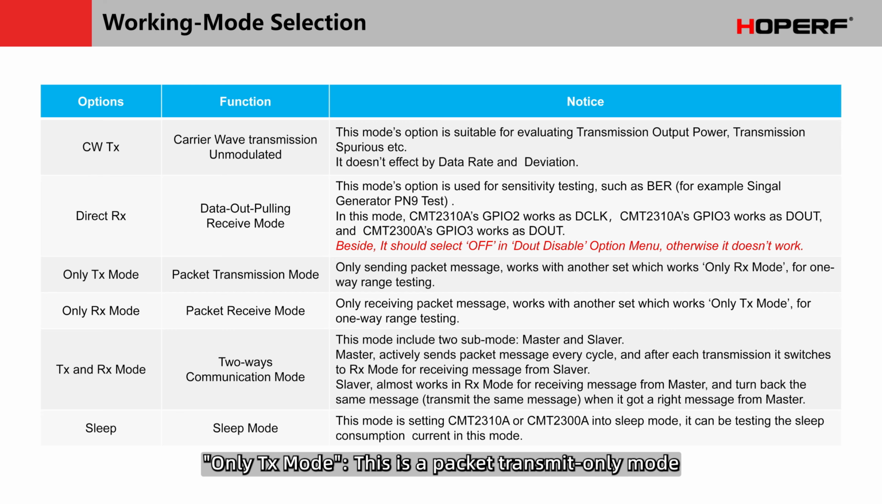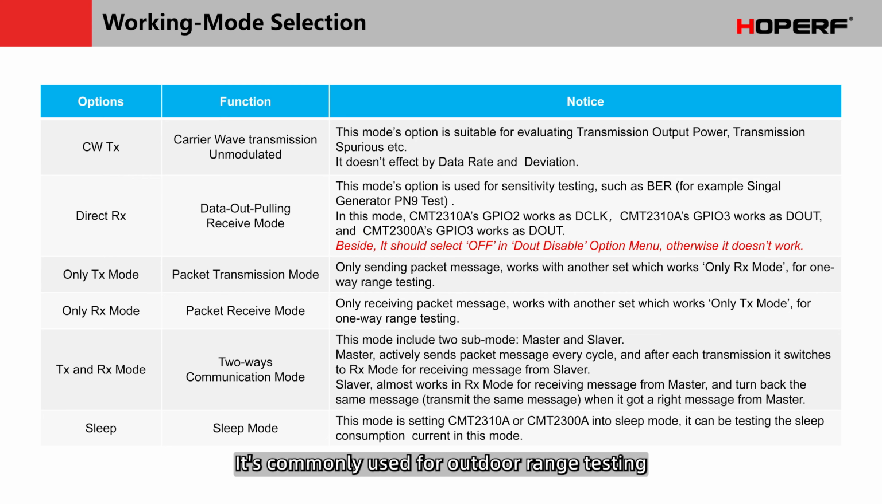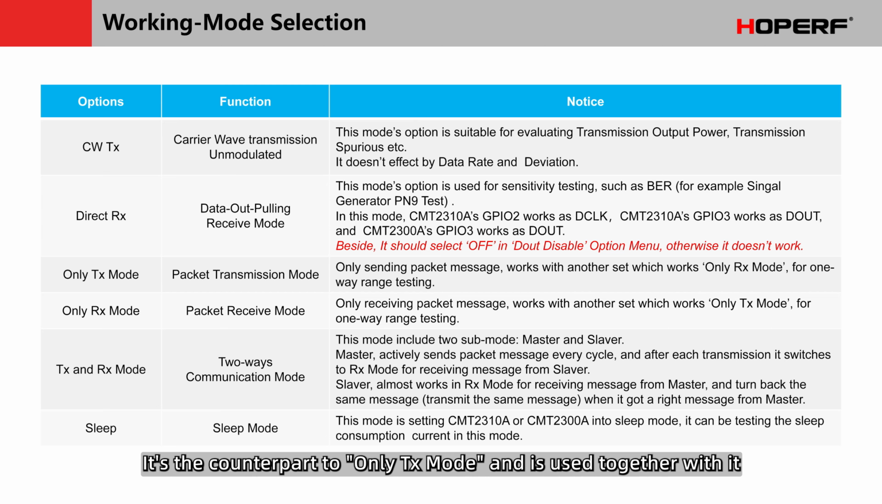Only TX mode. This is a packet transmit only mode. You use it with another demo board set to only RX mode for a simple one-way transmission test. It's commonly used for outdoor range testing. Only RX mode. This is the packet receive only mode. It's the counterpart to only TX mode and is used together with it.